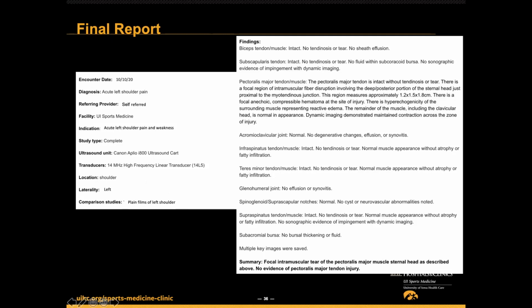He did get subsequent follow-up ultrasounds. So if this was a second or third ultrasound, noting that we were comparing these images to previous ultrasounds that have been done. And then for the findings, just including everything that I've already run through in the presentation, I'm not going to talk through that again, but in summary, he did have a focal intramuscular tear of the pec major muscle sternal head as described above, with no evidence of tendon injury.